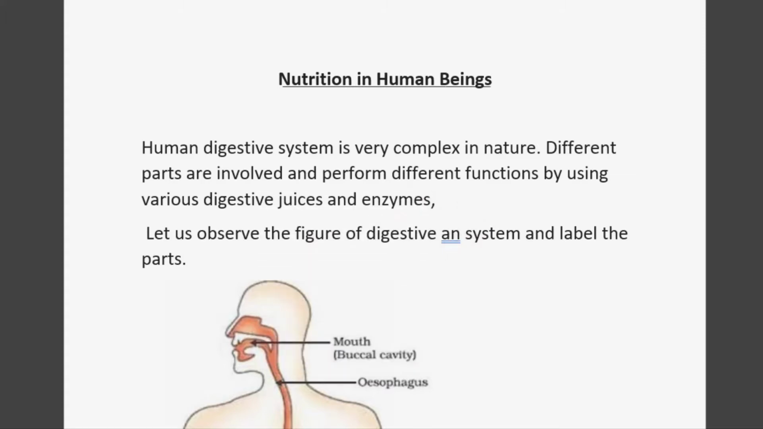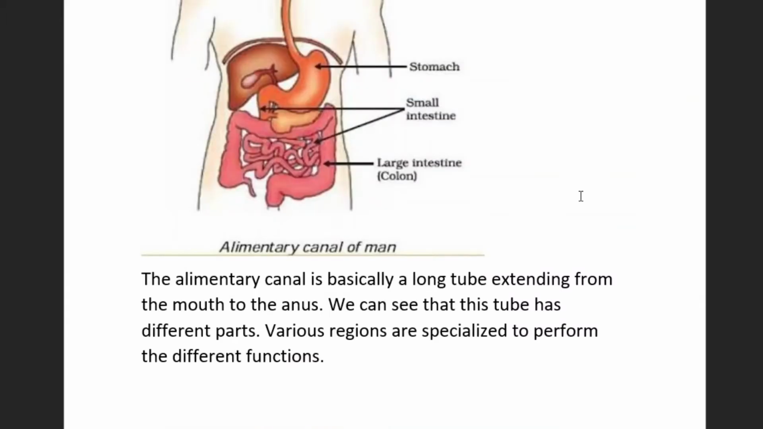The human digestive system is very complex in nature. Different parts are involved, and they function in different ways by using various digestive juices and also enzymes. By seeing the figure you will understand that digestion starts from the mouth and ends with the anus, and the digestive system is also known as the alimentary canal of man.